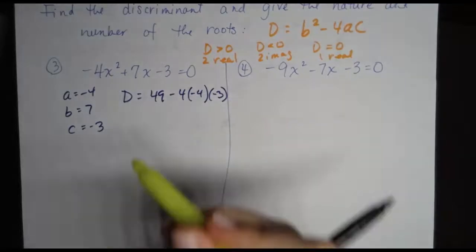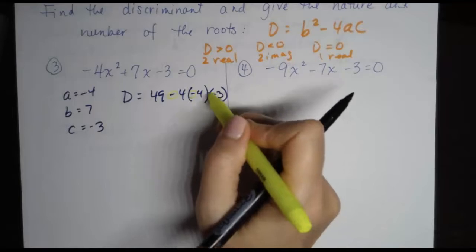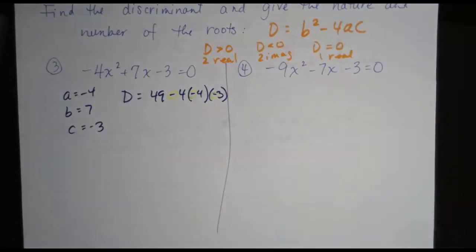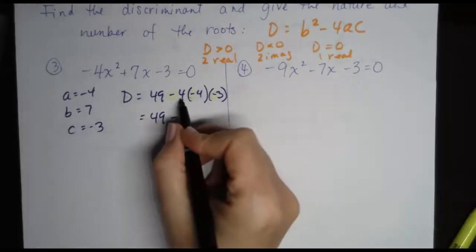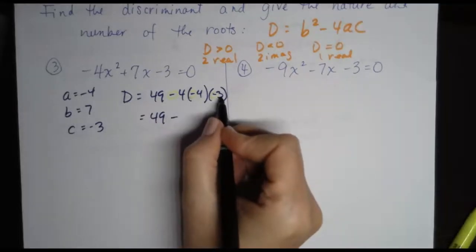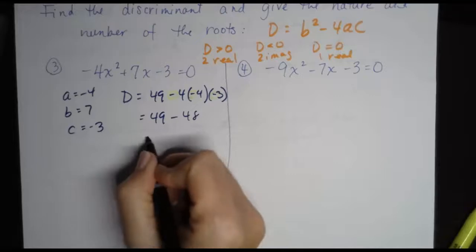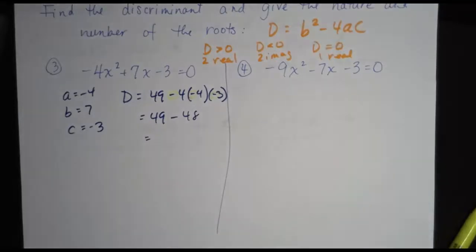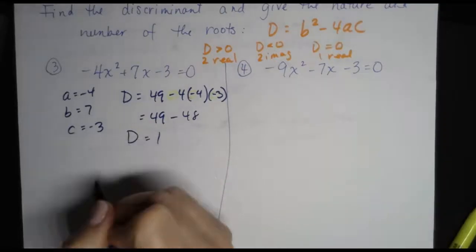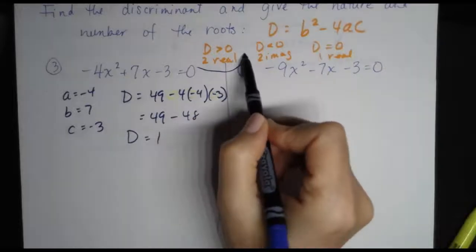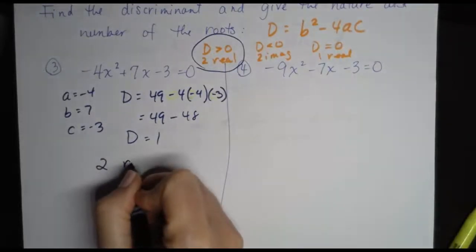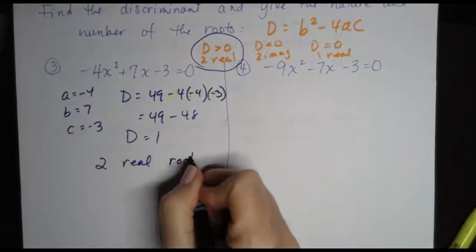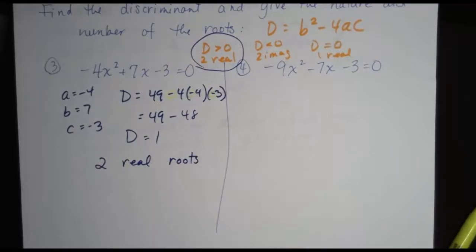Now notice 1, 2, 3. We've got 3 negative signs, so that is going to stay negative. So that is 49 minus 4 times 4 is 16, times 3 is 48. So we end up with 49 minus 48, that is 1. So if D is equal to 1, that means that the discriminant is greater than 0. It is positive. There are two real roots. Two real roots for number 3.